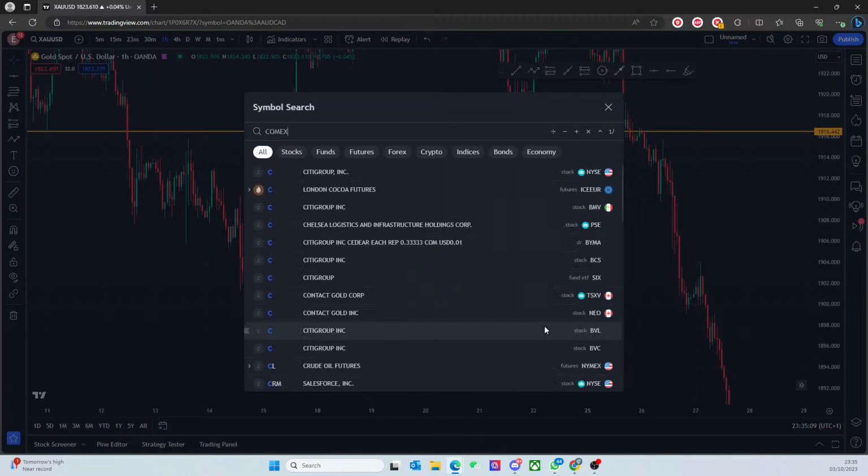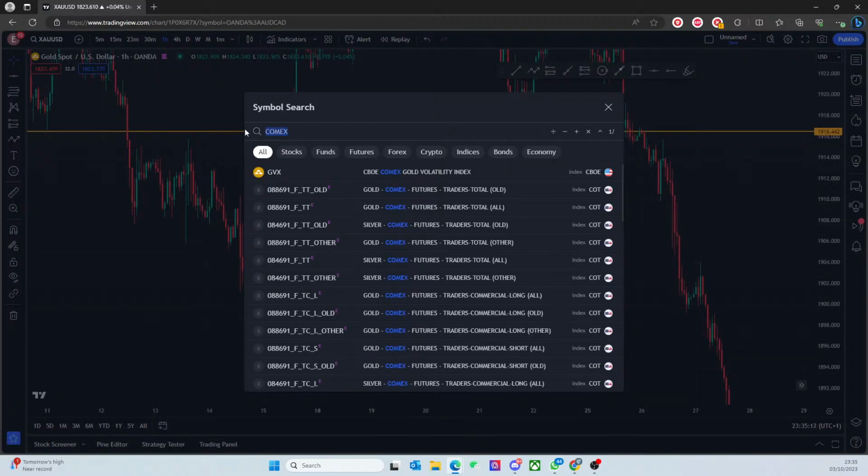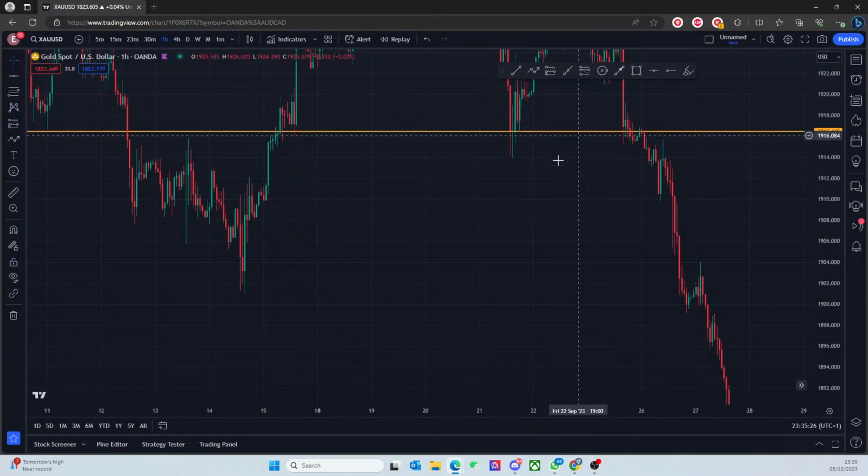COMEX open is essentially what happens at, I think, 8:20 a.m. or is it 9:20 a.m.? I think it's 8:20 a.m. And that's basically New York. COMEX is when people are allowed to start trading, I think. When the markets open up for New York, essentially, and that's when you get a lot of volume injected into the market.